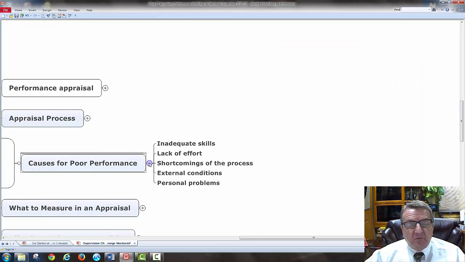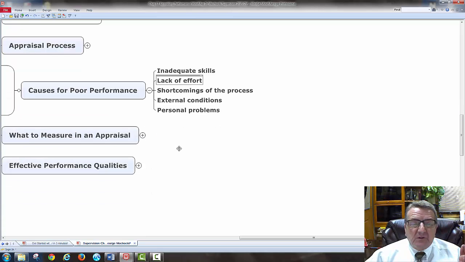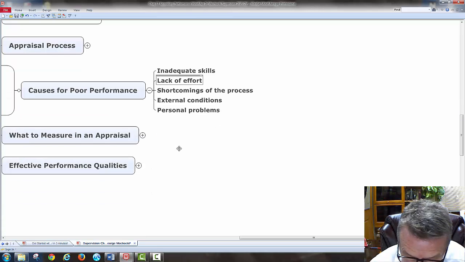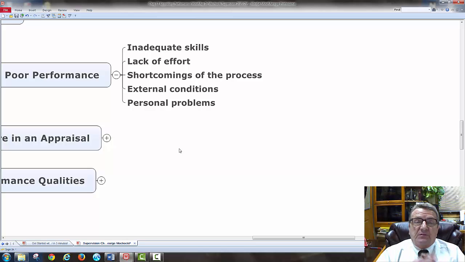Okay, calls for poor performance, inadequate skills. Remember, sometimes the individuals just may not have the ability. I had some engineers or some individuals that were in construction. They loved to work. But they were sweating. They were nervous. They made other people nervous, had a lot of accidents, or they had a lot of errors. They couldn't remember the things.